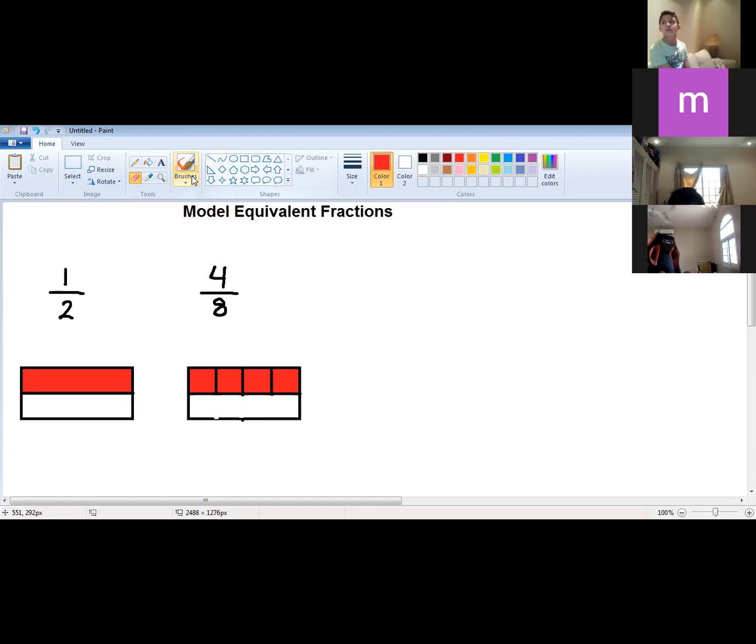Look. This part is exactly like this part. So 1/2 is like 4/8. What is the difference? The difference is only in the numbers. 1 is half of 2 and 4 is half of 8, right?